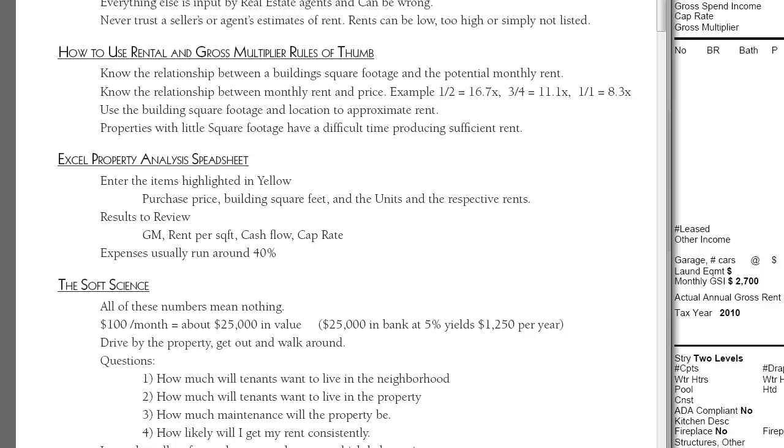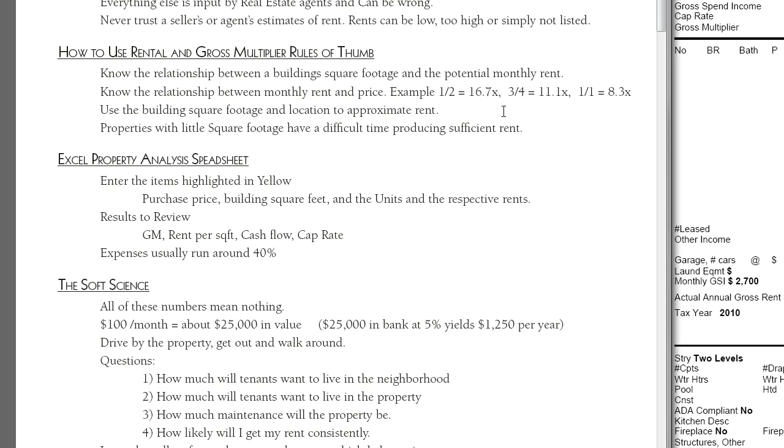Now, to finish up on the concept of the relationship between the monthly rent and the price and how that affects the gross multiplier, let's just assume we had a $500,000 building that generated $5,000 of monthly income. In that instance, let's call that parity, even though I know we're off by a factor of 1,000. That parity would produce a gross multiplier of 8.3, which is extremely good cash flow.